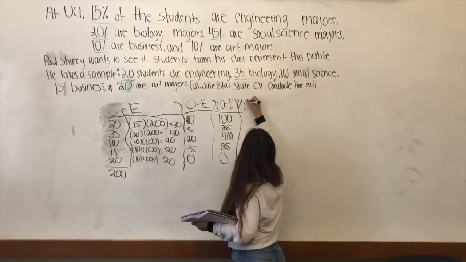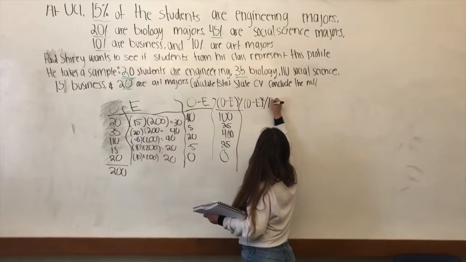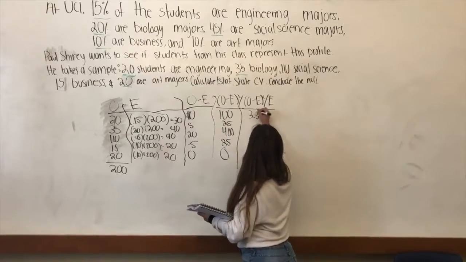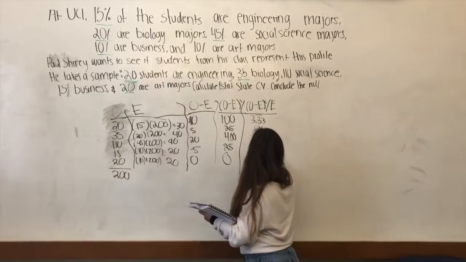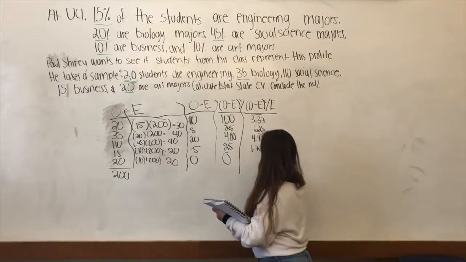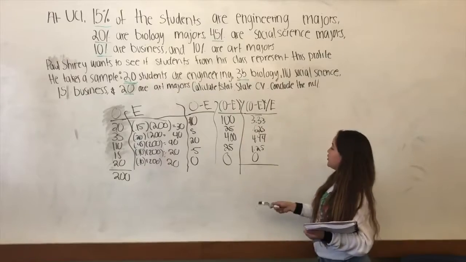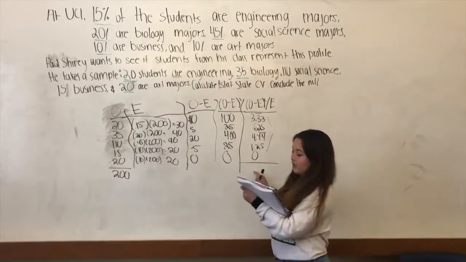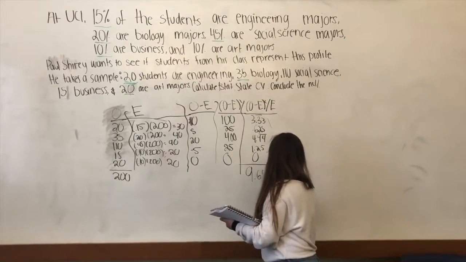And so these numbers will be 3.33, 0.625, 4.44, 1.25, and 0. The last step after completing this chart is we're going to sum these numbers, and this will be your x squared, and this is 9.645.